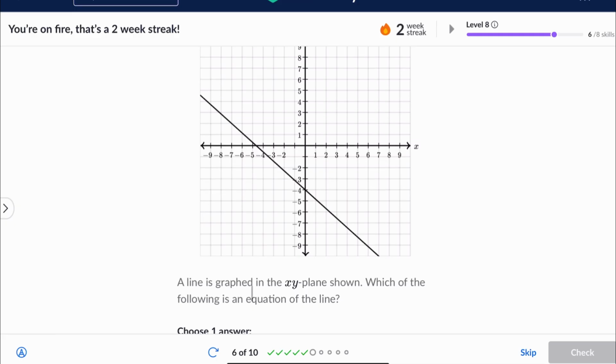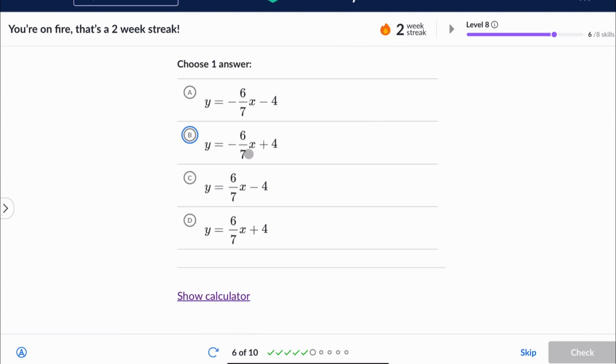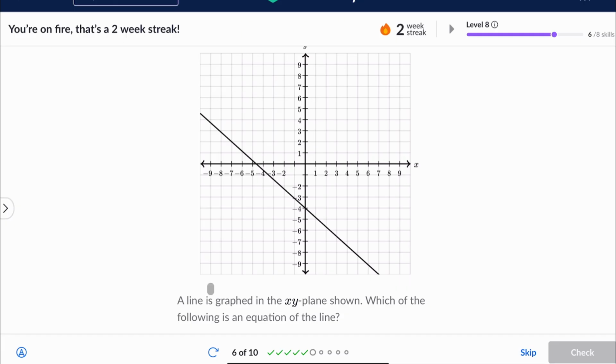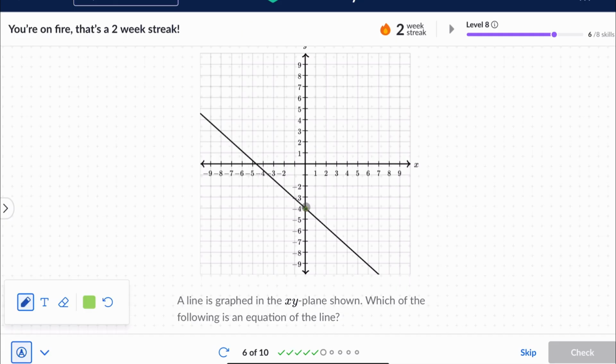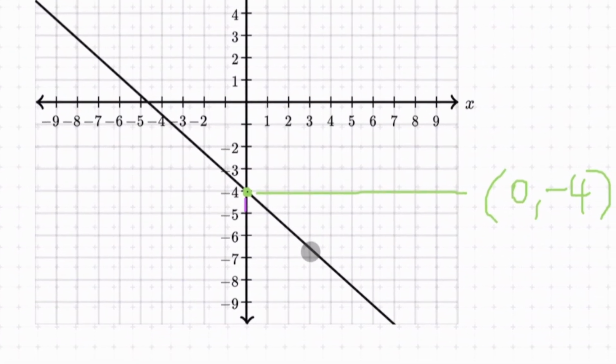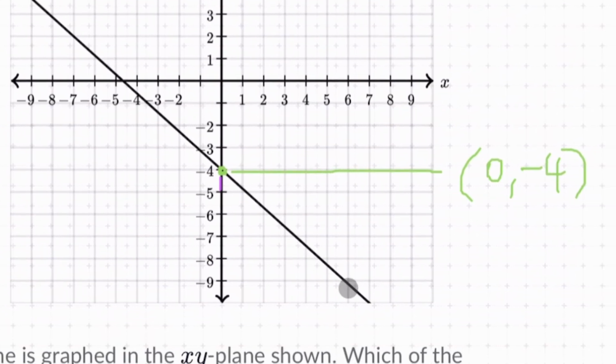A line is graphed in the XY plane shown above. Which of the following is an equation of the line? Okay, so just looking at the graph, we can see that it has a y-intercept of 0, -4. So that's the y-intercept. And using the y-intercept, we can find the slope. So obviously the line is going down, so it's negative. And so we have 1 in, where we can see the next point, which seems to be here.